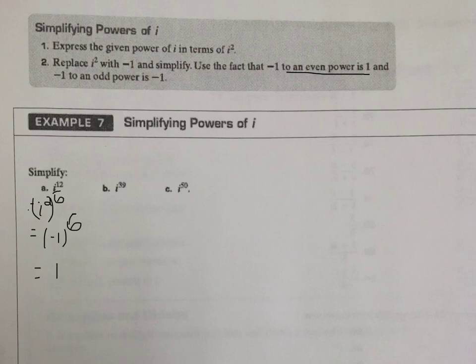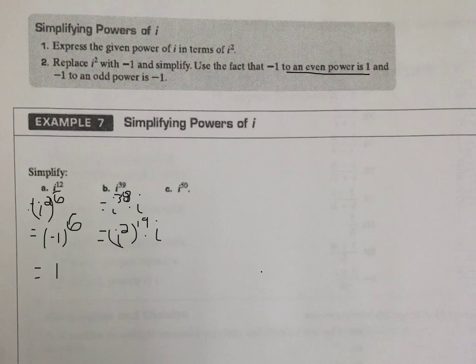For B, we got i to the 39th. Well, we can't cut 39 in half, so we can't write 39 as a power in terms of i squared. But we can go one lower than that, 38. So we can rewrite this as i to the 38th times i, and i to the 1st times i to the 38th would make i to the 39th. 38, if we cut it in half, is 19. So we can rewrite i to the 38 as i squared to the 19th times i.